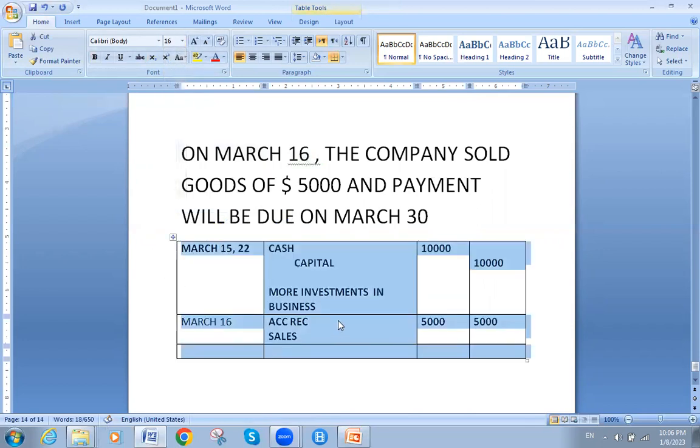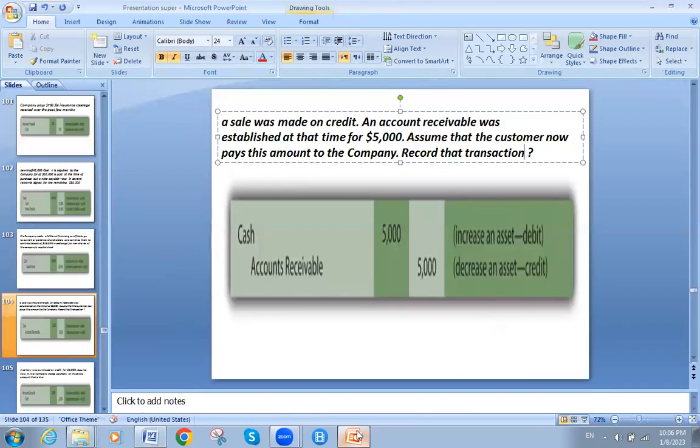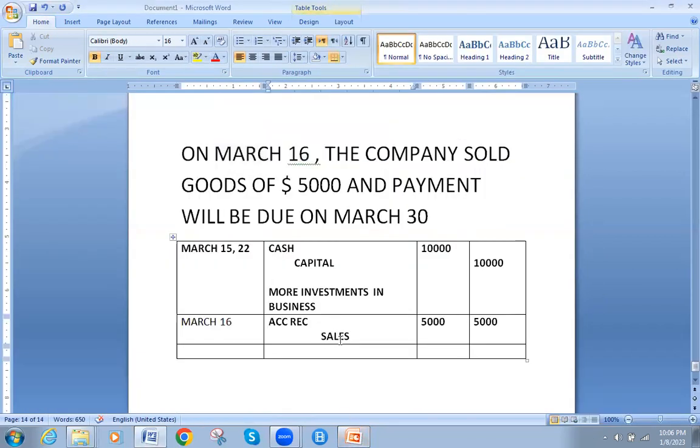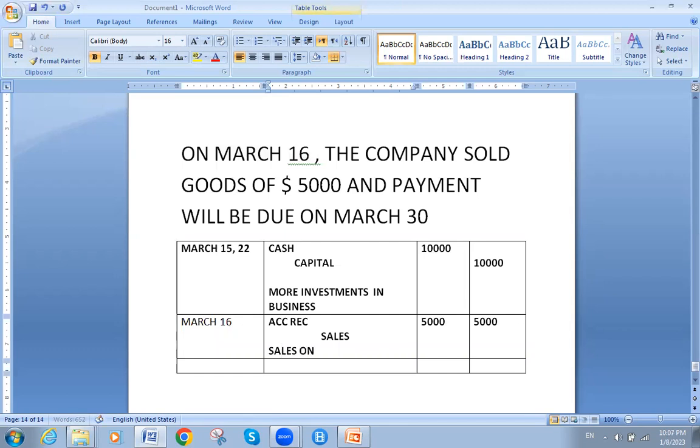Perfect. From account receivables into sales. But look at this now. The account receivable is here because we didn't receive cash. Because if it was cash sales, it would be from cash to sales. So here, sales on credit means with later payment.